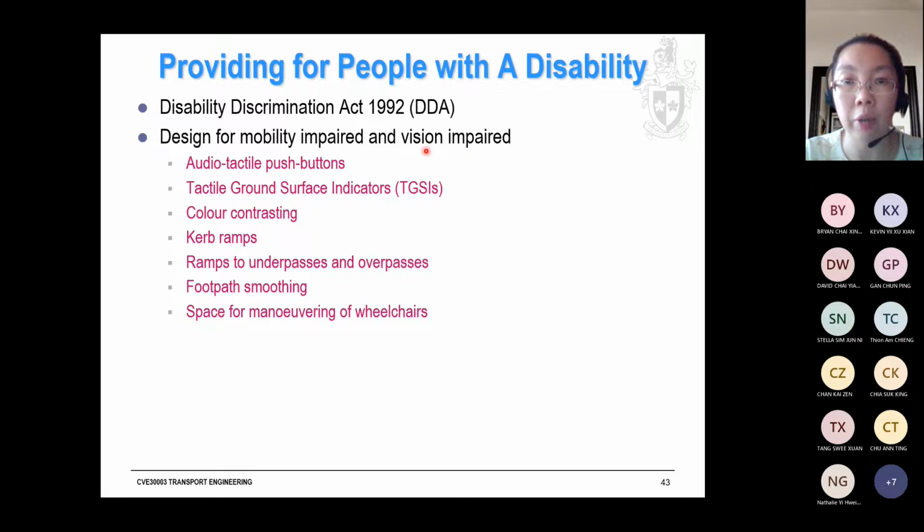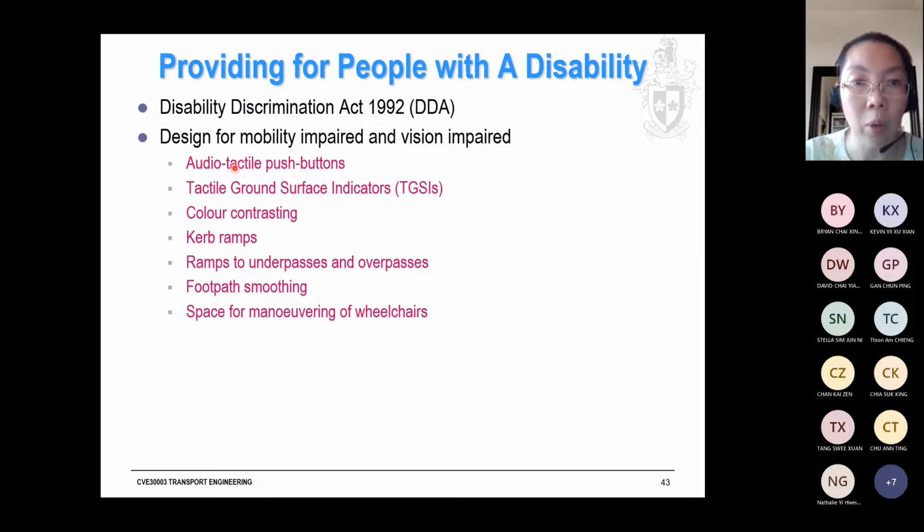For vision impaired persons, you put a push button, they do not know when the traffic light is green. Just imagine if you close your eyes, you push the button, you wait for it to turn green, but when is it turning green? You don't know. So then we need to have audio tactile push buttons. Audio here will tell, okay, green, walk. Then when they hear it, they would be able to cross the road.